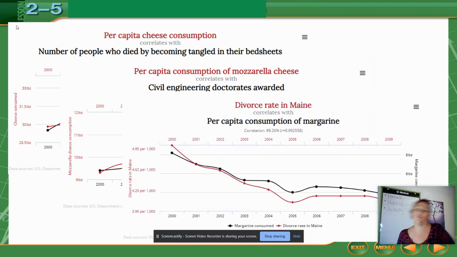And just one last one. The divorce rate in Maine and the amount of margarine that we eat. So, the less margarine we eat, the less people will get divorced in the state of Maine. So, let's save some marriages and not eat that margarine. So again, sometimes the data can be very confusing, conflicting, and we can't always trust the data. So it looks like there's a correlation. There is not. Don't believe everything that you see, and that's it for today.